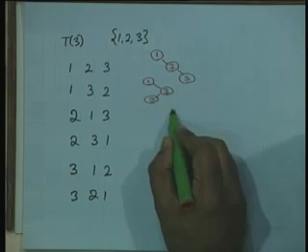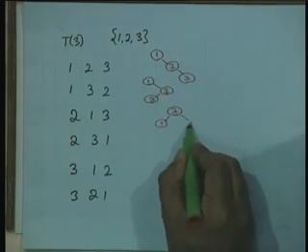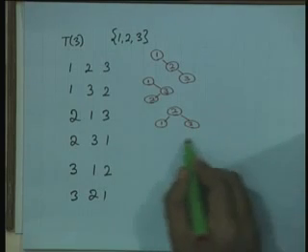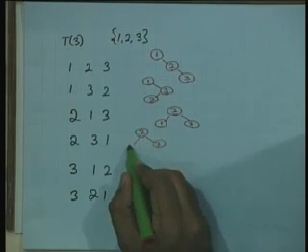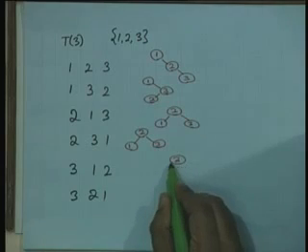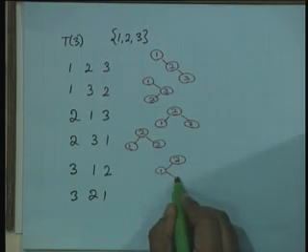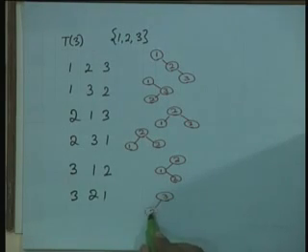Elements inserted in this order, we will get a tree which is 2, 1 to the left, 3 to the right. When elements are inserted in this order, we get a tree which is 2, 3 to the right, 1 to the left. When elements are inserted in this order, we get a tree which is 3, 1 to the left, 2 to the right of 1, but to the left of 3. And in this order, we get 3, 2 to the left, 1 to the left.